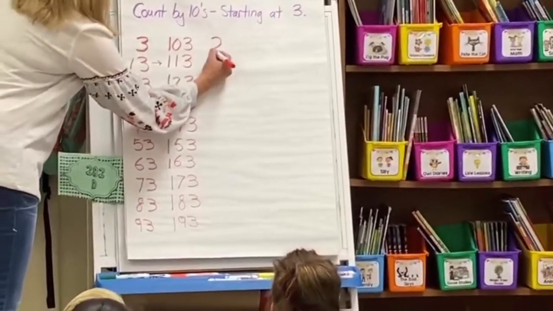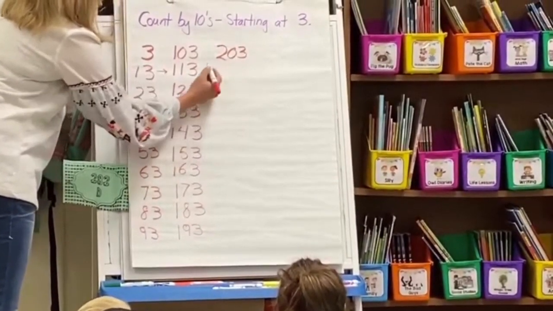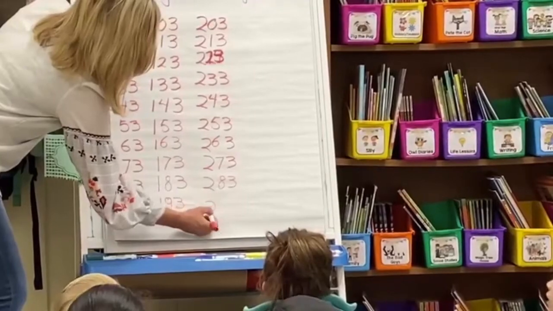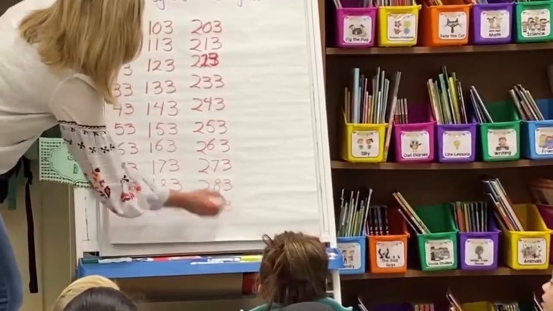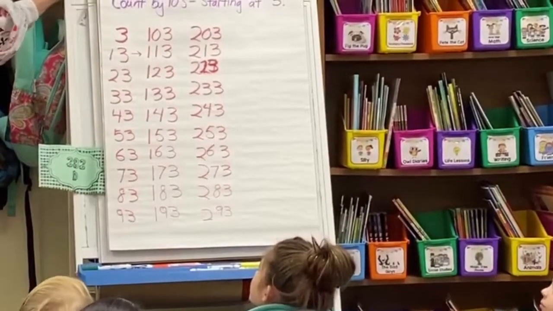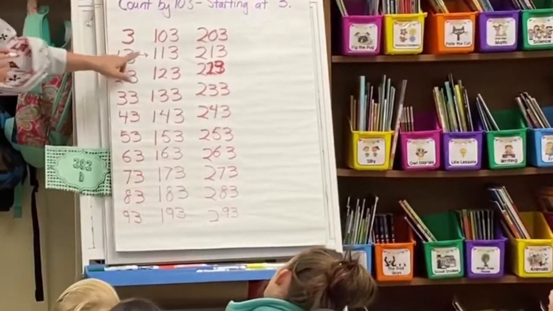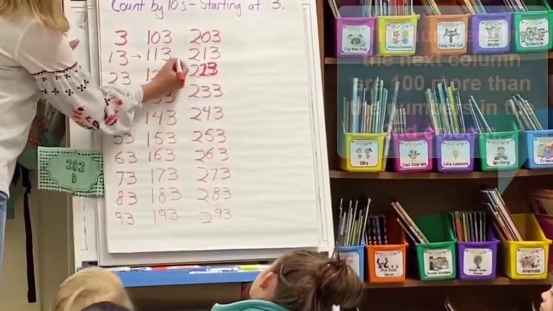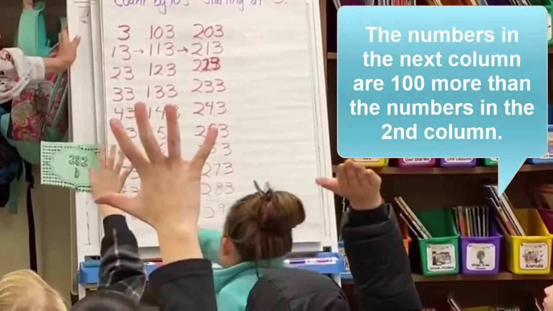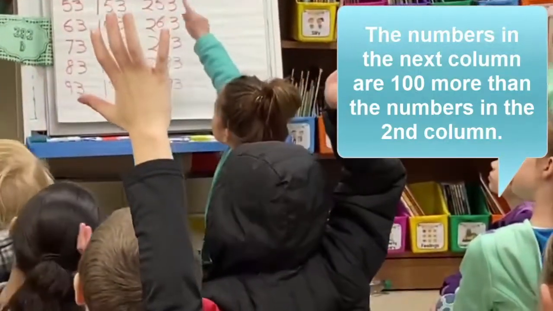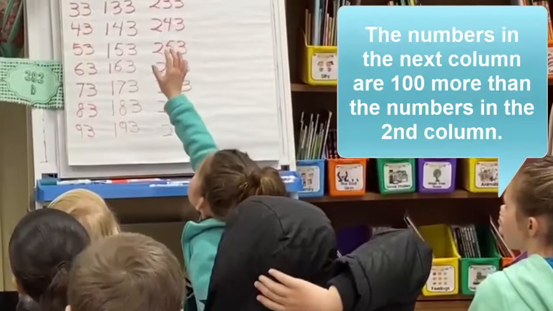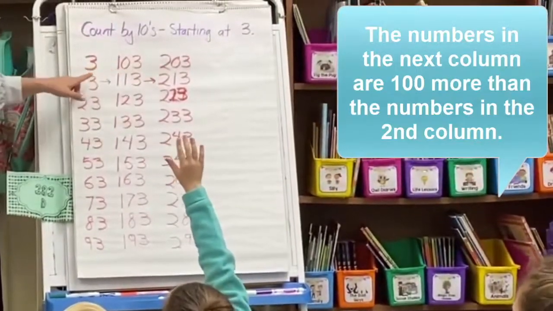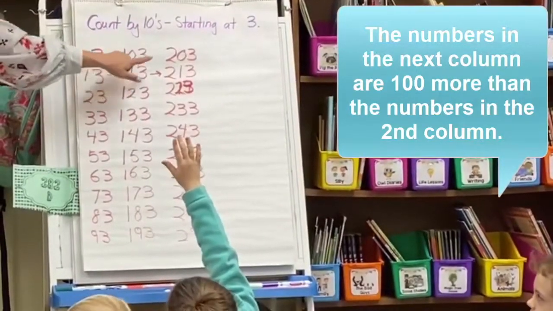203. Okay, so let's keep counting and start this row. 203. 293. Okay, do the same patterns continue? Yes. So what happens when we go from this row to this row? How much did it grow? What do you think? Another 100. So we grew 100, we grew another 100.